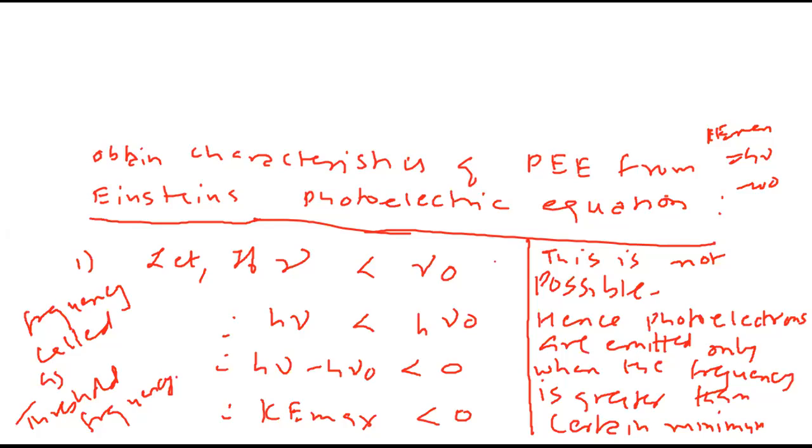Completed now. First point. So we got the first condition: photoelectrons are emitted only when frequency is greater than threshold. If we assume a smaller frequency, then it gives kinetic energy less than 0.